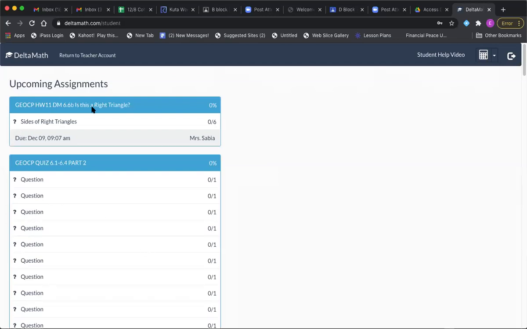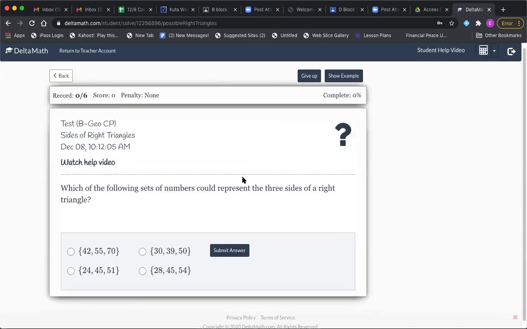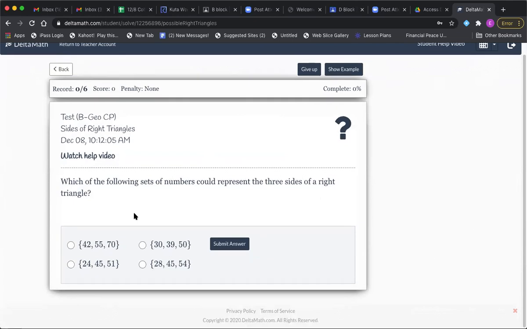So 6.6b, is this a right triangle? So we're going to come in here and let's see. Oh, that's right. That's why I gave you so few, because for some of these, you're going to have to do a bunch of them. I was like, oh, that's kind of annoying. I don't want to give you too many. So you only have 6 problems to do. Which of the following sets of numbers could represent the 3 sides of a right triangle?